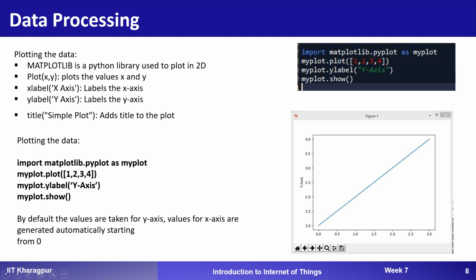Now for example, first of all you have to import the library matplotlib. After that, here you are using the plot function in order to plot the values 1 2 3 4. By default these values are for the y-axis, and x values are taken automatically starting from 0. If you don't want that, you can separately mention the values of x and y in arrays, and that can plot these values over your plot. Now I'll show you one example also.